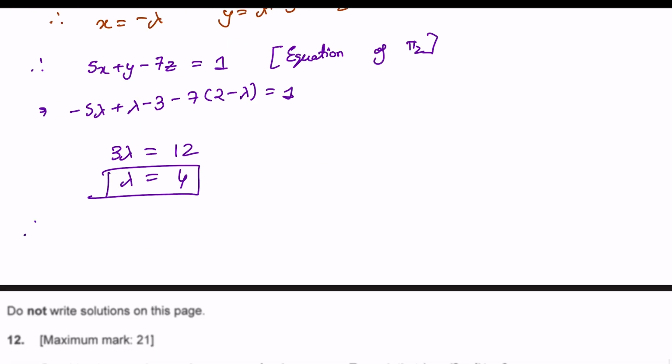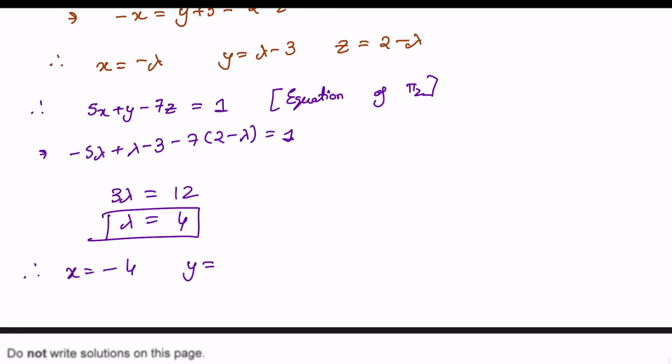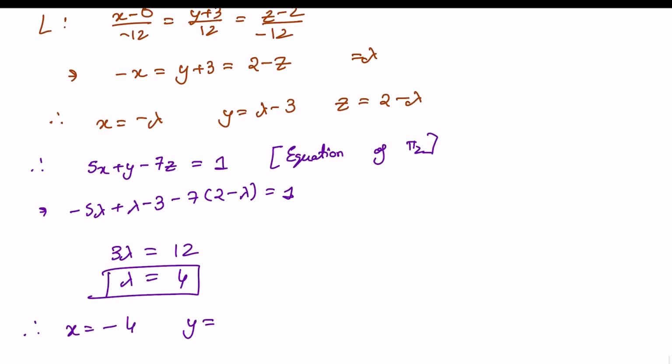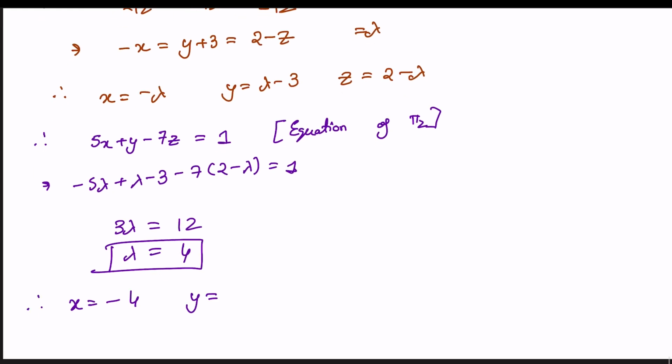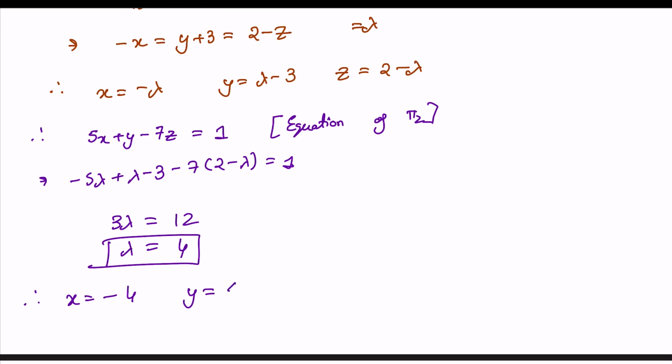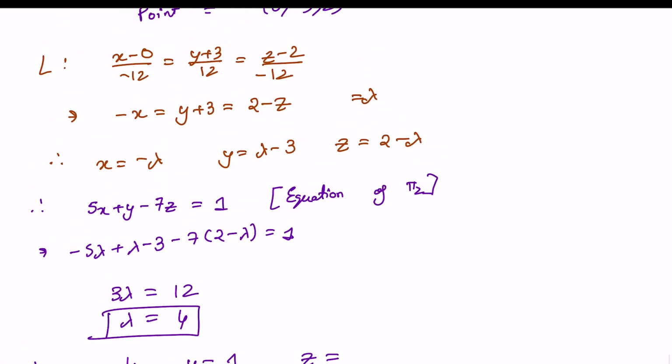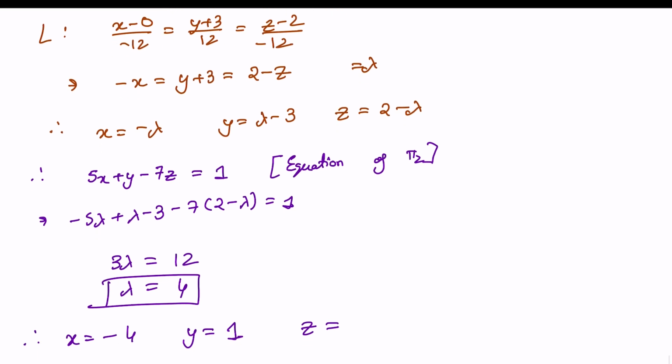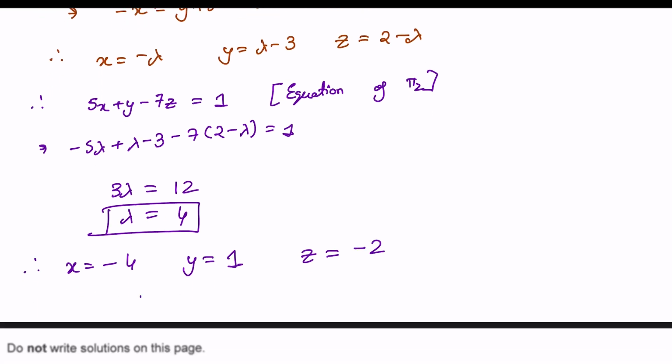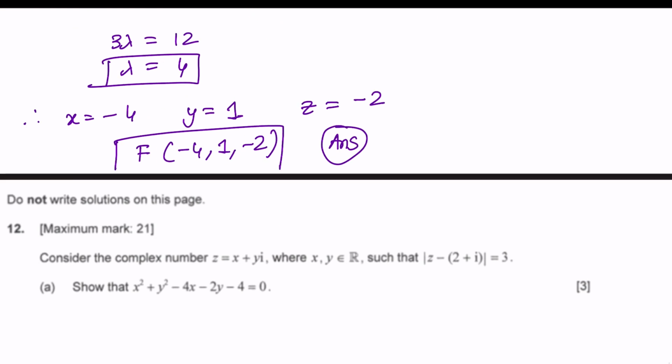So when lambda is equal to 4, the x coordinate will be minus 4, the y coordinate will be lambda minus 3, so 4 minus 3, which is 1, and the z coordinate will be 2 minus lambda. So 2 minus 4, which gives me negative 2. The point F would have coordinates (minus 4, 1, minus 2). This is the answer to the last part of question 11. Now we'll move on to question 12.